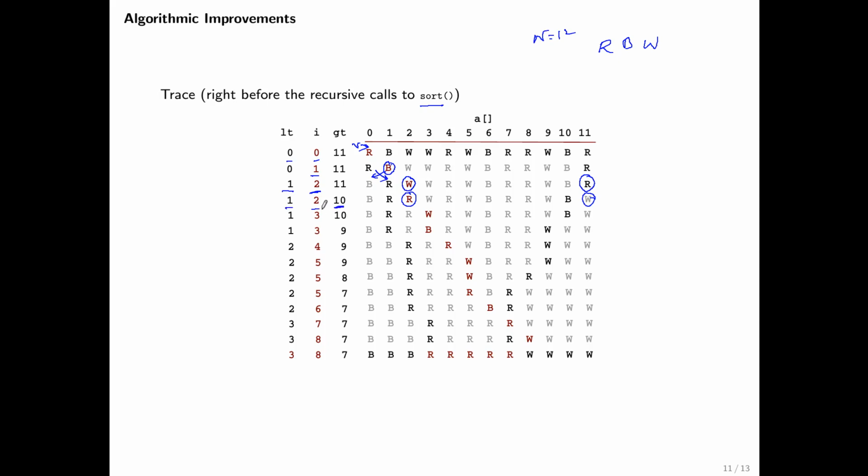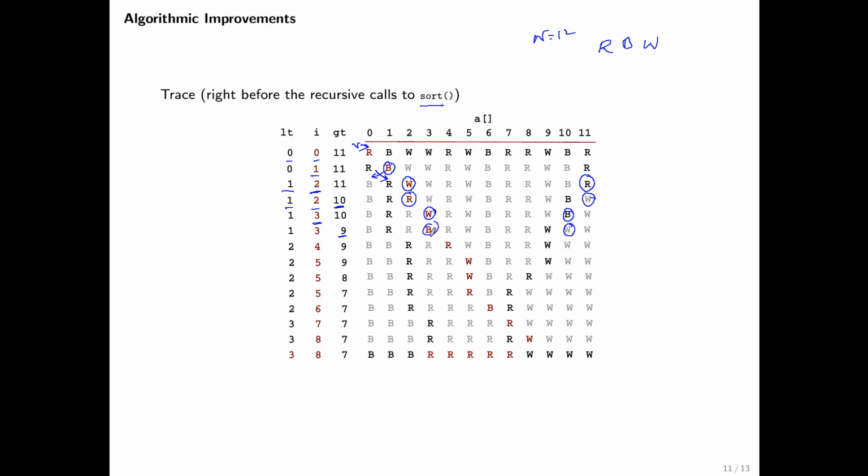Now we are looking at I equals 2, which is this guy, and we compare that with the pivot. They are the same, so we simply increment I by 1, so I goes up to 3. Now we compare this W with the pivot. It's larger, so we exchange it with GT. That B comes here, and this W goes there, and GT is decremented by 1. It becomes 9. Now we compare this B with the pivot.